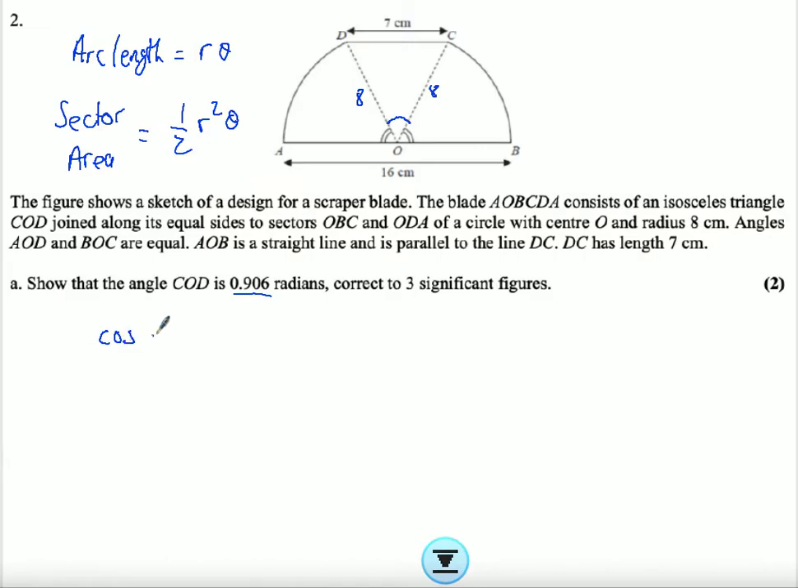So cos theta, I'm going to call it theta, is equal to 8 squared add 8 squared subtract 7 squared all over 2 multiplied by 8 multiplied by 8. So theta is equal to inverse cosine of that. So let me just type that into my calculator.